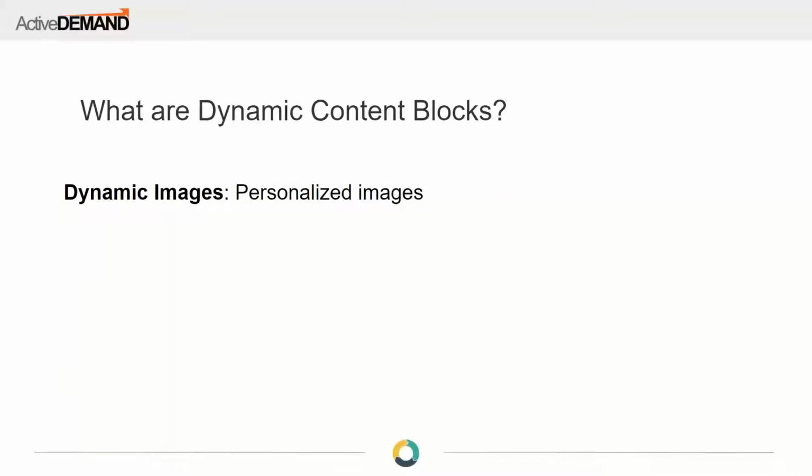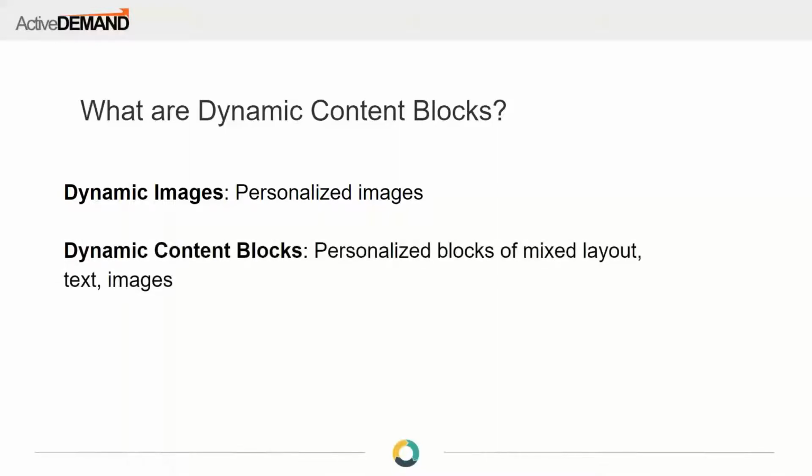Now, I'm just going to separate a couple of things just for consistency's sake. There's a couple of different kinds of dynamic content, or dynamic blocks, inside ActiveDEMAND. There are dynamic images. These are just personalized images. They're not a block of layout or text or anything like that. They're just an image. And the cool thing there is that you can use them just like an image inside your HTML code. You can just embed that image and away you go.